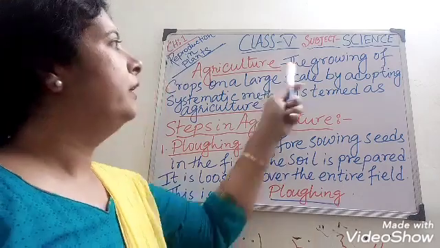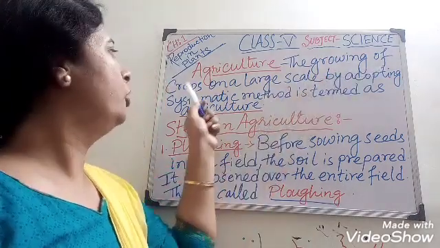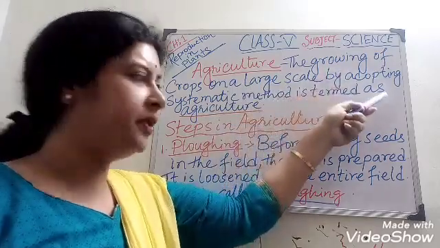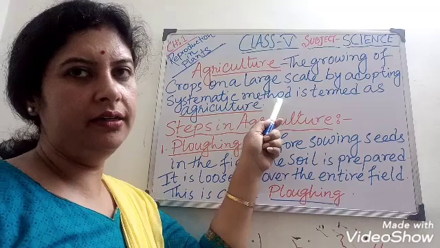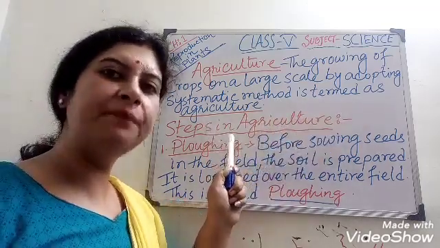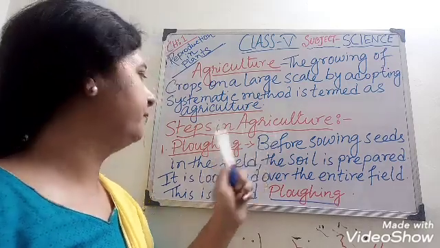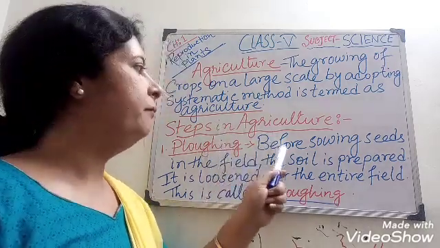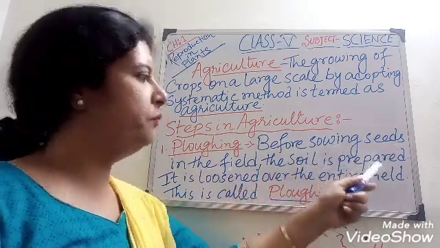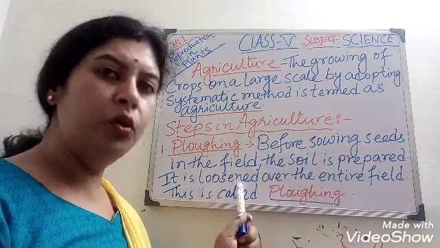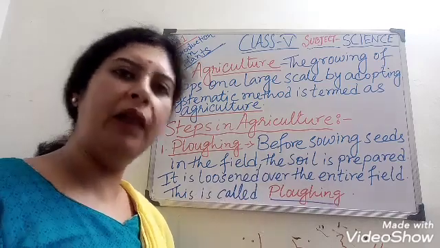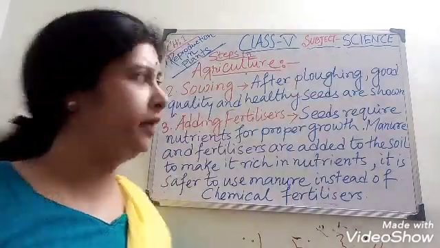Agriculture. The growing of crops on a large scale by adopting systematic methods is termed as agriculture. Now the steps in agriculture are: first, ploughing. Before sowing seeds in the field, the soil is prepared. It is loosened over the entire field. This is called ploughing.